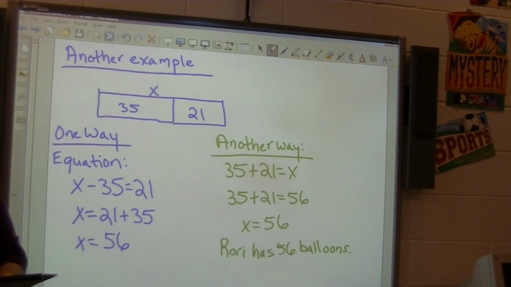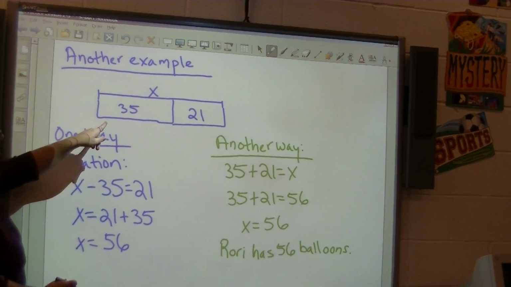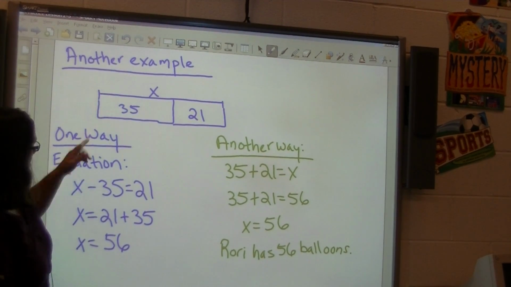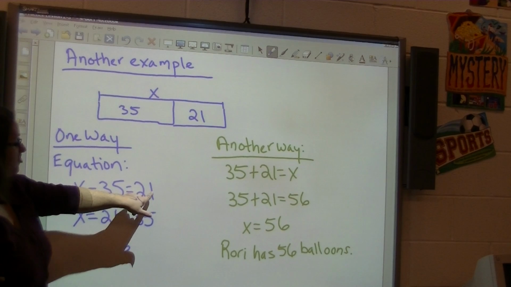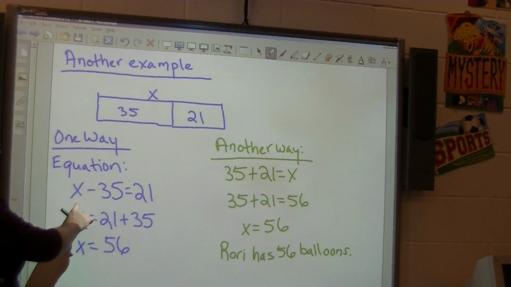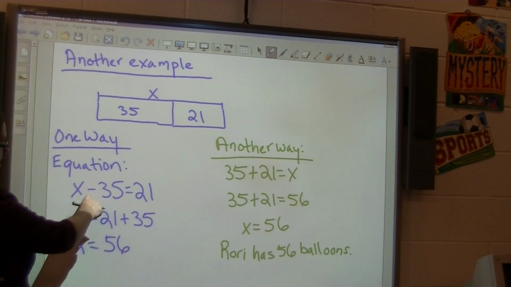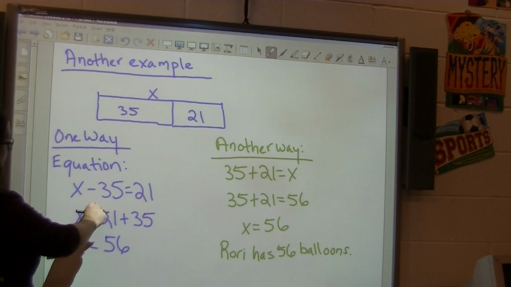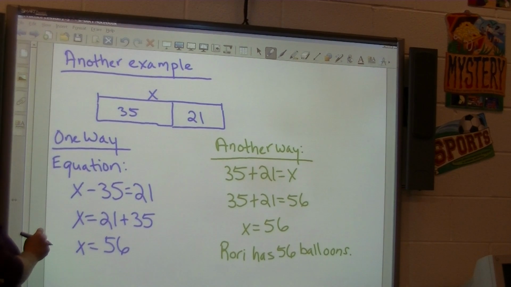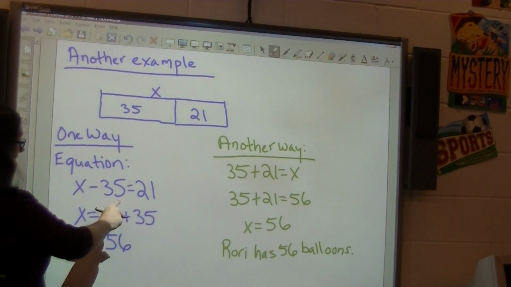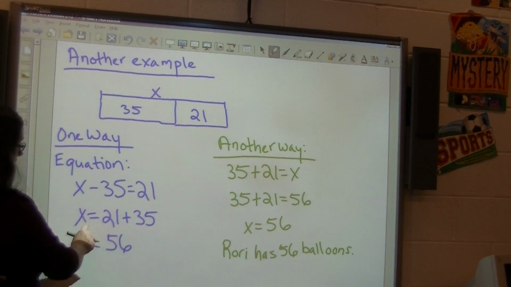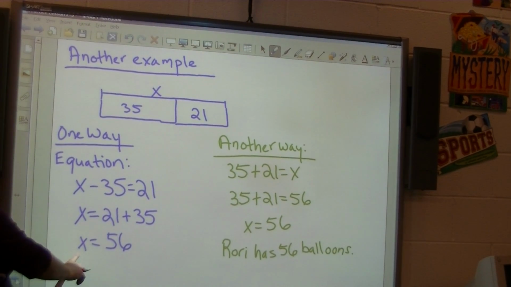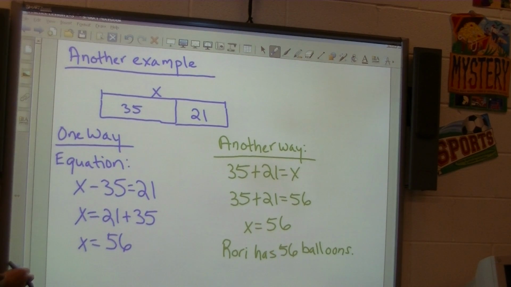In your textbook it shows two ways, and we put them on the board. One way is to make the equation. This total minus 35 is going to give us 21. In doing that, we want to solve for X. To do that, we want to get X by itself. So what we do is we do the opposite operation. What's the opposite of subtracting? Adding. Good. So we're going to take 21 and add 35 to get our X. And 21 plus 35 gives us what? 56. Good. That is one way.